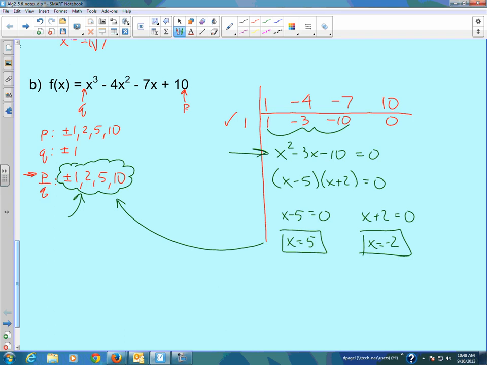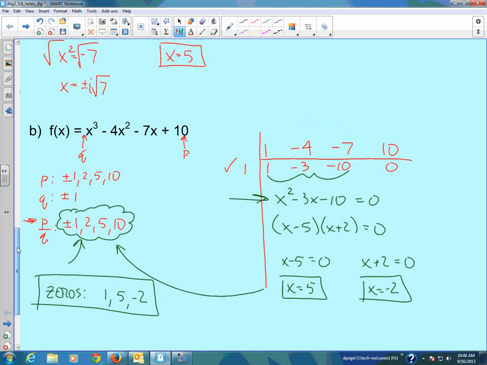So the zeros here are 1, 5, and negative 2. And those are my x-intercepts for this graph. I will then use them in the future to help me draw the graph of this polynomial.